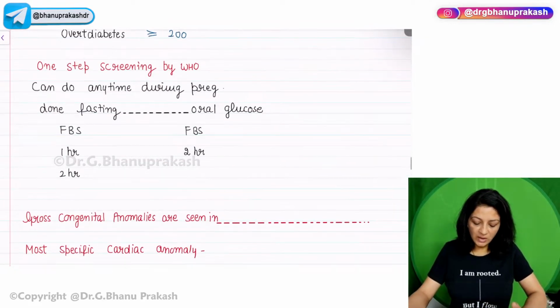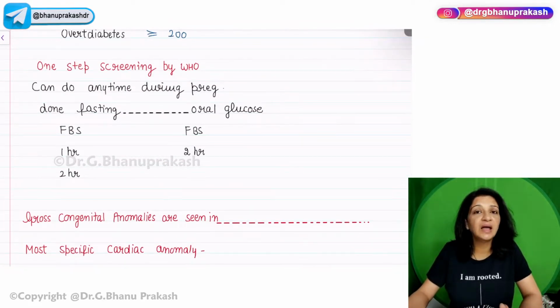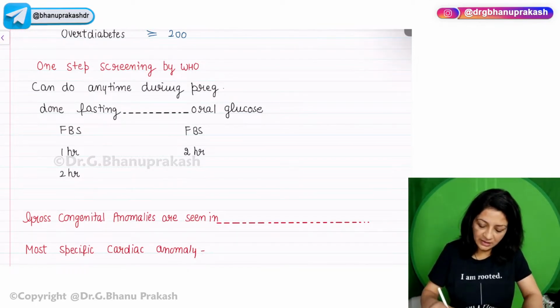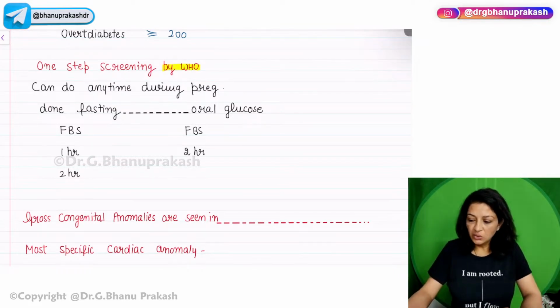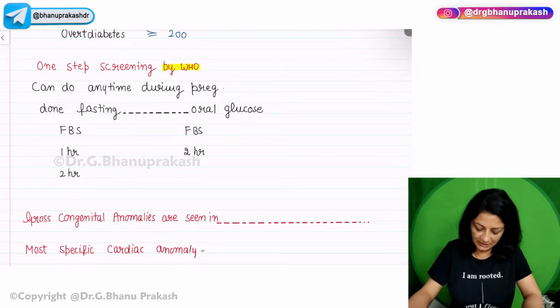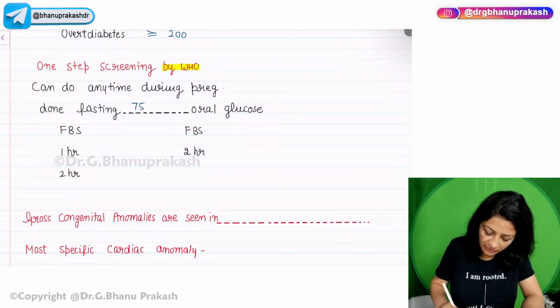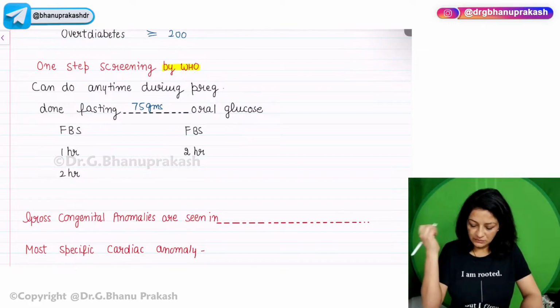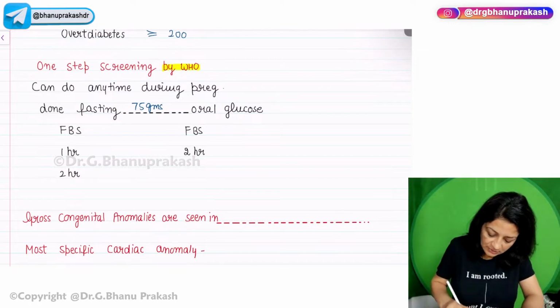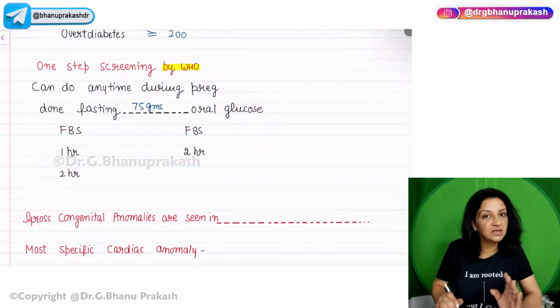So next is one-step screening by WHO. What I just told you was by the Government of India, and the next one is by WHO. So what does WHO say? We can do it any time during pregnancy. Here we have to do it fasting, with 75 grams of oral glucose. Then what will we check? First is the fasting blood sugar.